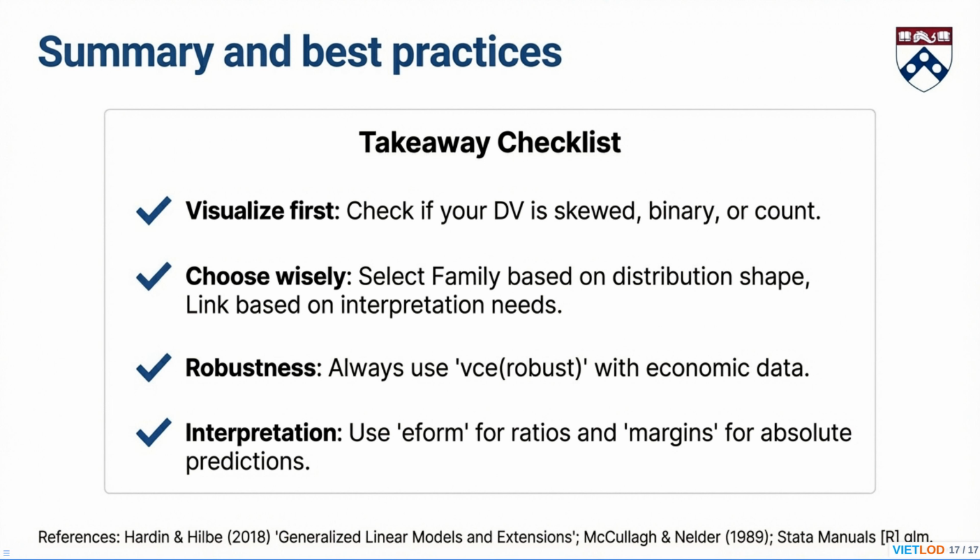Third, ensure robustness. Economic data is rarely perfect, so always use vce(robust) to get standard errors that are more reliable in the face of minor model misspecification. Finally, focus on clear interpretation. Use the eform option to get easily interpretable ratios like odds ratios, and use the margins and marginsplot commands to translate your results into absolute predictions on the original scale, making them more impactful for your audience.